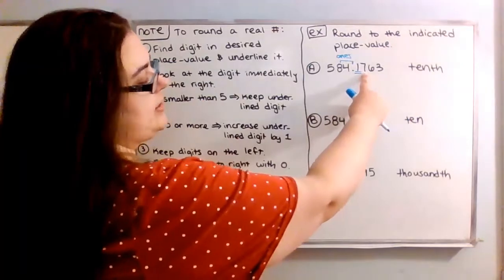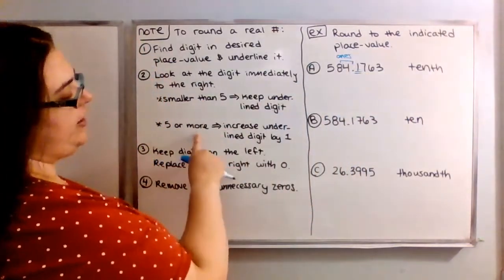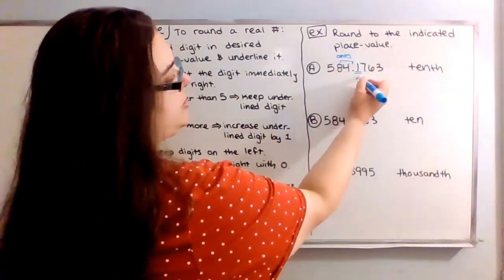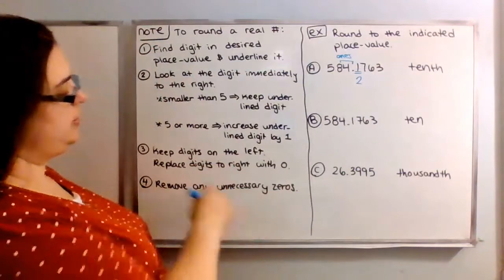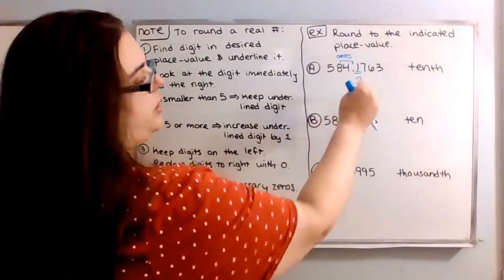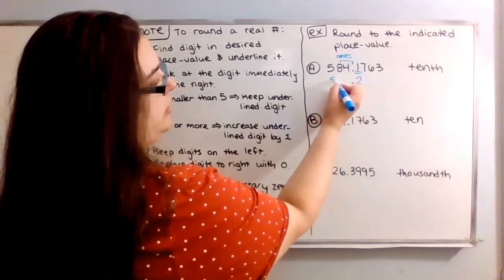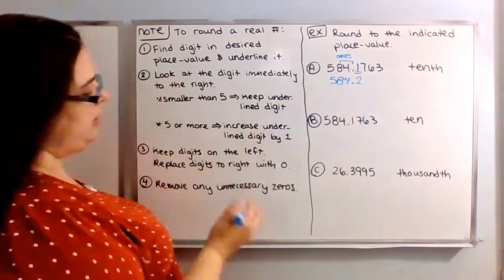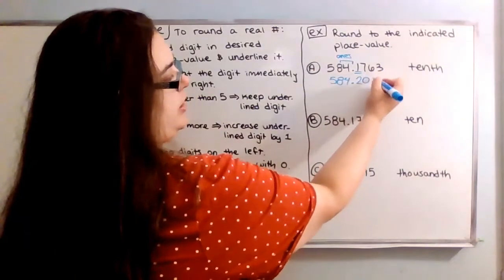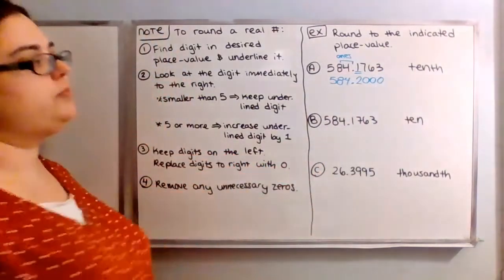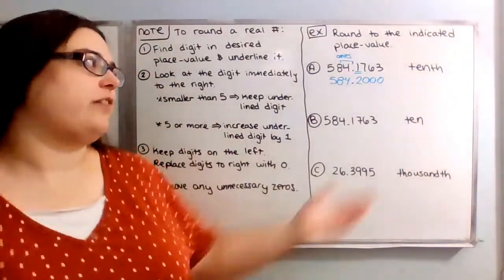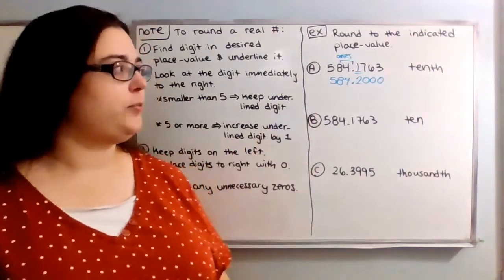Now we're going to look at the digit immediately to the right. Immediately to the right is a 7. 7 is bigger than 5. So we're going to increase the underlined digit by 1. That means this 1 that we wrote is going to turn into a 2. Then we keep the digits on the left. So 5, 8, and 4, we're going to keep all of that, and we keep the decimal point as well. And then we're going to replace the digits on the right with 0. So the 7 turns into a 0, 6 becomes 0, and 3 becomes 0. So far everything is the same as it was with whole numbers, just we have a decimal place value instead of a whole number place value.